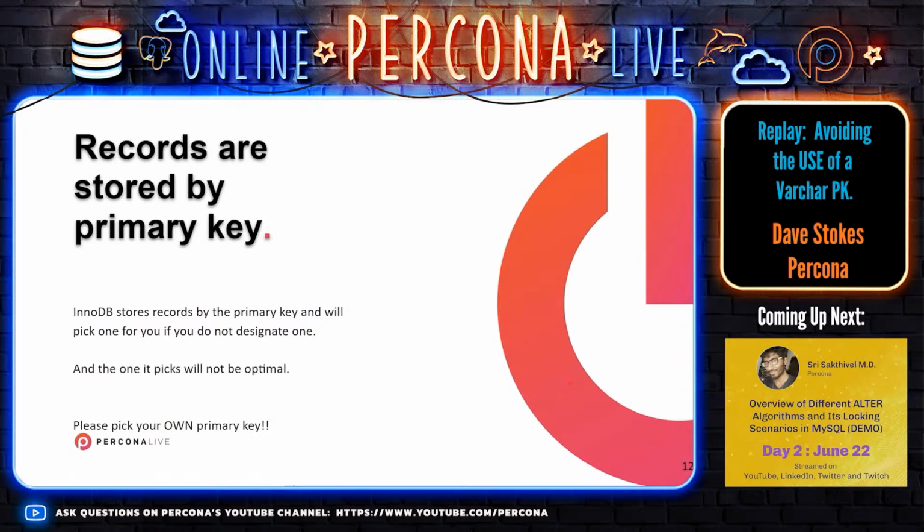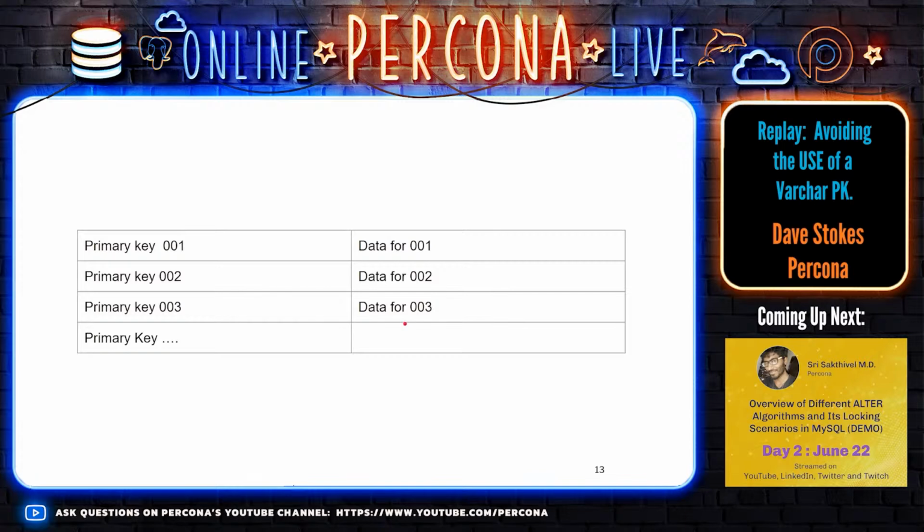Now, records in InnoDB are stored by the primary key. Indexes are made up of keys. If you don't pick a primary key, InnoDB will pick one for you, and I can guarantee you that it's not the one you want. So make sure you designate your own primary key. This is roughly what a clustered index looks like. Here's our index, our key, and here's our data, and it's all stored by this key. So all the information that we want to search for is very nicely laid out.